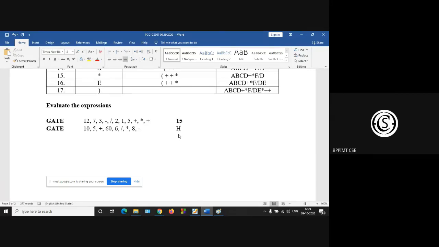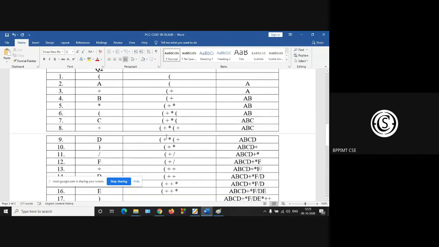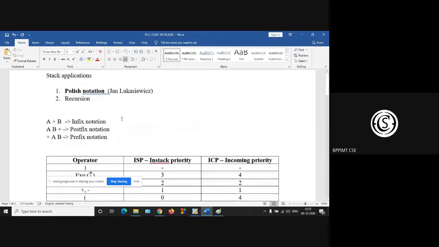So this will be your 142. Yes, 142 is the answer. Okay. So infix and Polish notation are covered. Now we have to learn recursion and Tower of Hanoi.